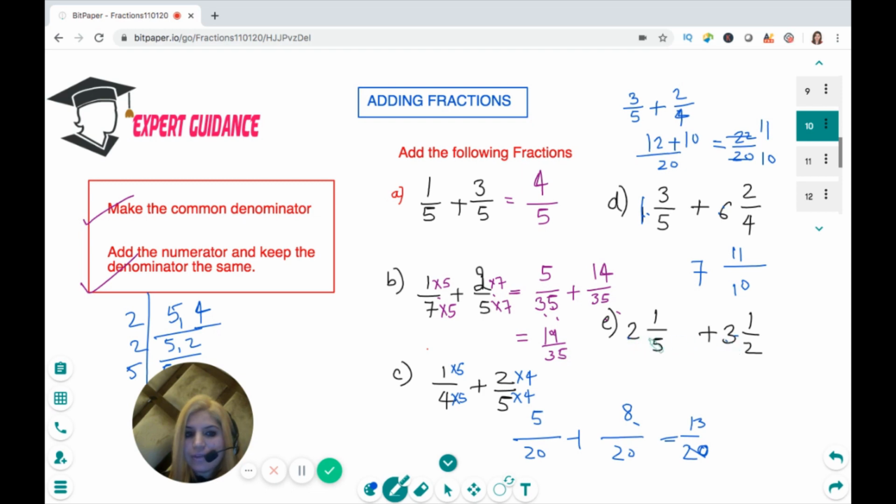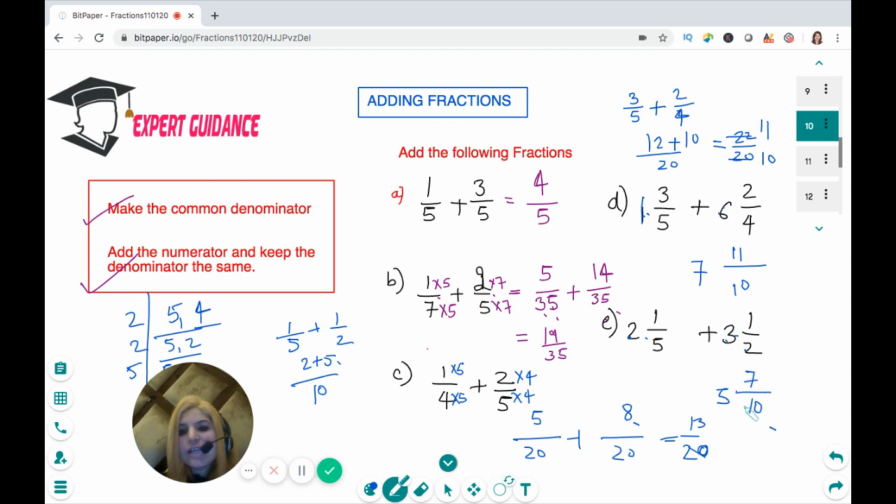Okay, similarly, we'll do the other number. 3 plus 2 is 5. Then we'll do 1/5 plus 1/2. Now for 1/5 plus 1/2, the common denominator is 10. And that will become 2 plus 5, which is 7/10. So the answer would be 5 7/10.